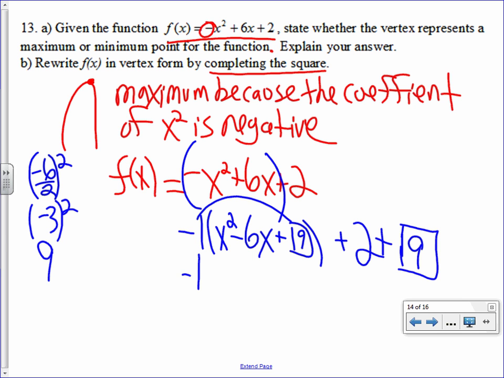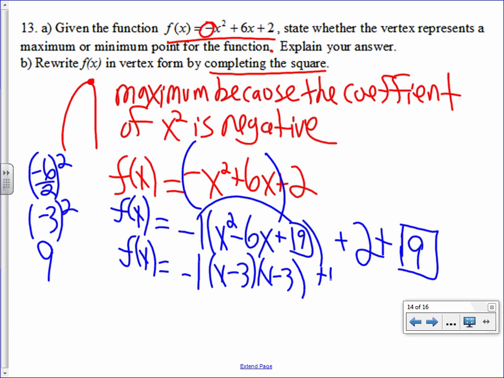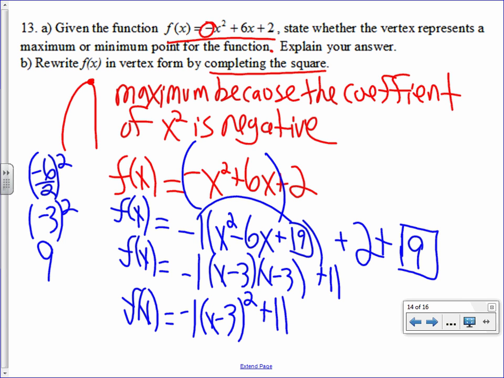So, this is going to be x minus 3, x minus 3, plus 11. f of x equals negative 1, x minus 3 squared, plus 11. It doesn't ask for the vertex, but if I want the vertex now, I negate what's in the parentheses for my x value, and then my y value, that's what's going to be. This would be my vertex.